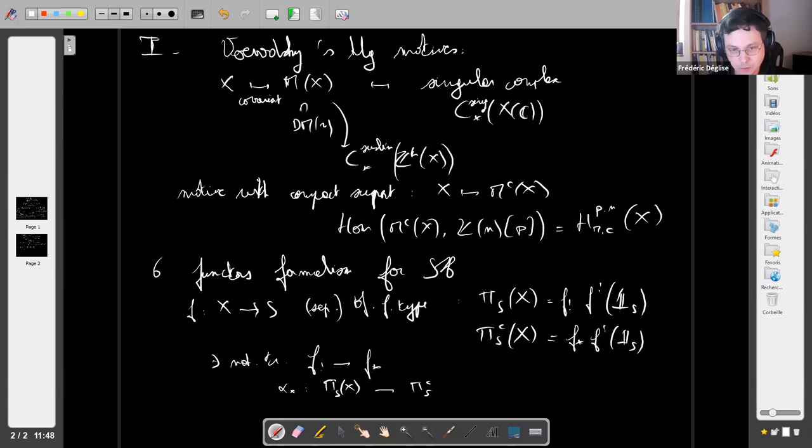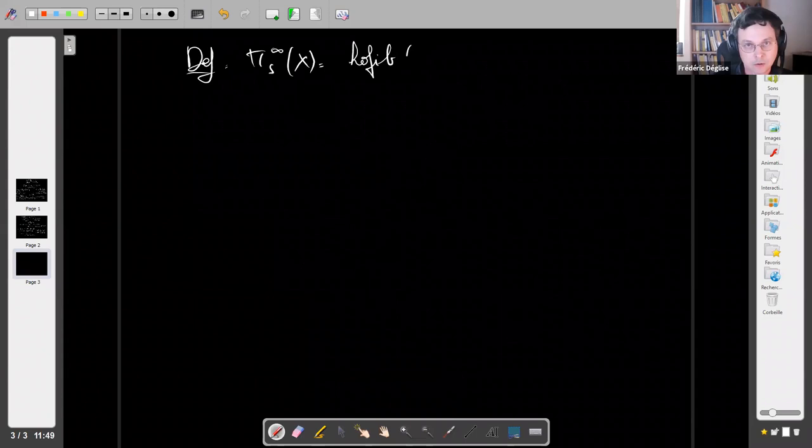Okay, and then the definition is very simple. I wish I could use the same blackboard, but sorry. We will define the stable homotopy type at infinity as the homotopy fiber of the map alpha.